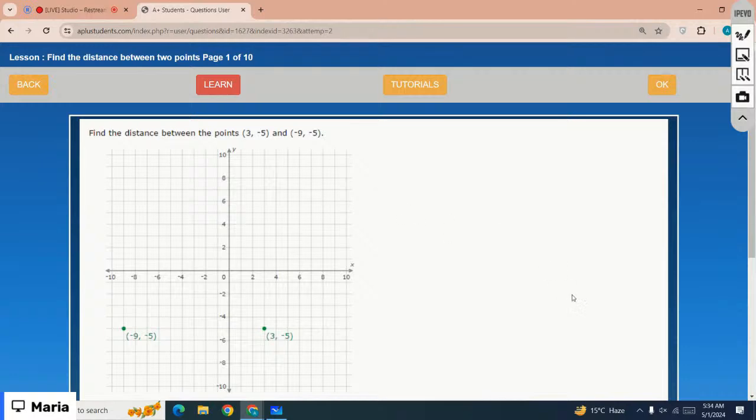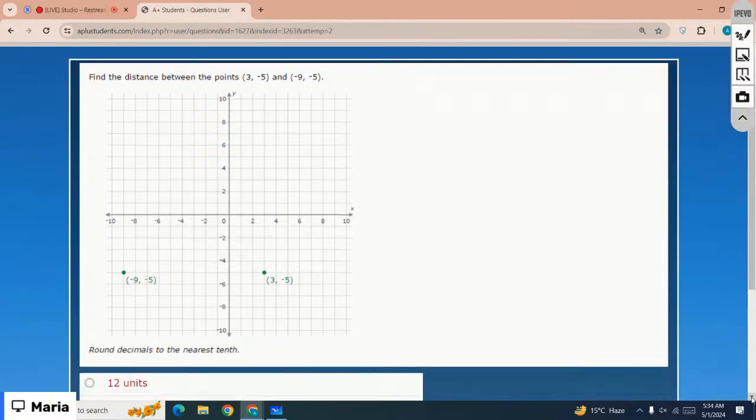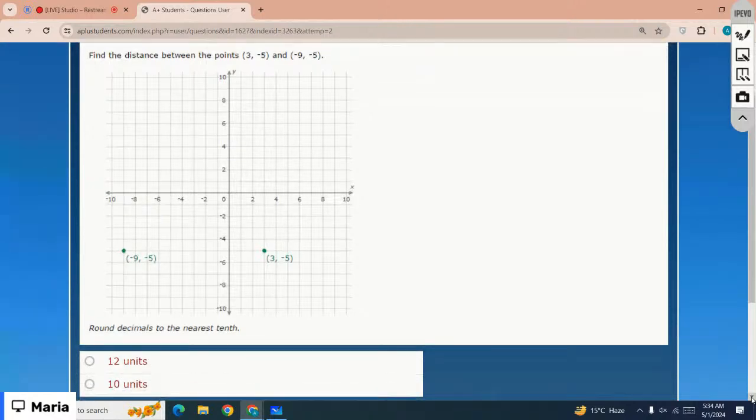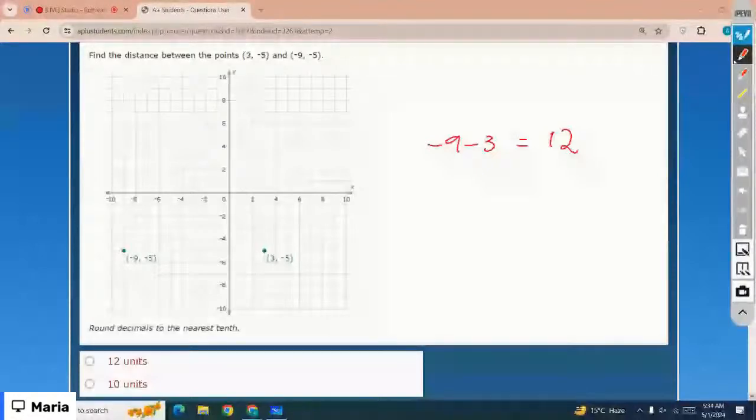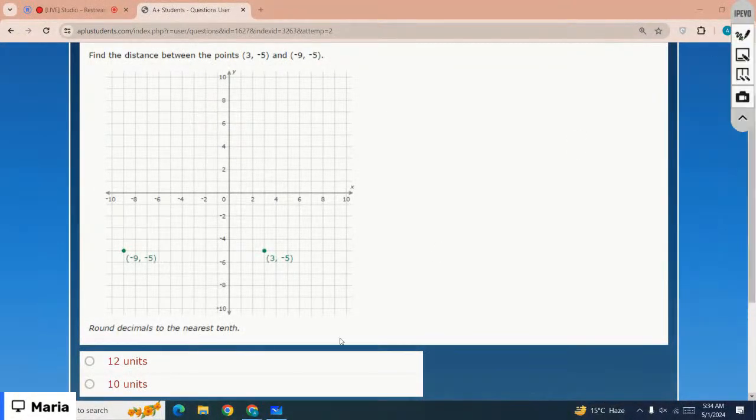Find the distance between the points 3, negative 5 and negative 9, negative 5. Which is the correct option? They have the same y coordinate, right? So simply subtract their x coordinates, negative 9 and negative 3. That is 12 units. The correct option is 12 units. Option number 1 is the correct option.